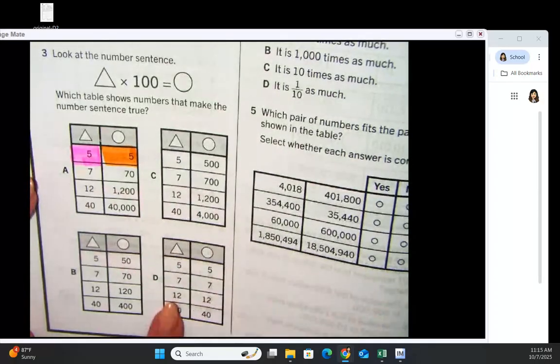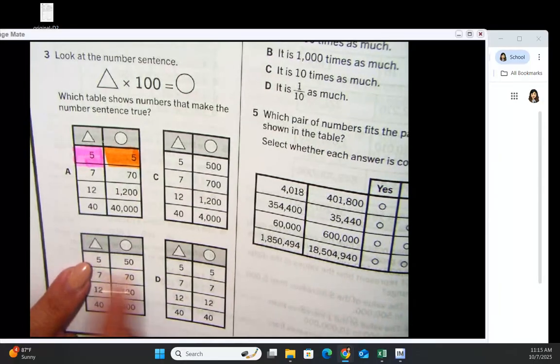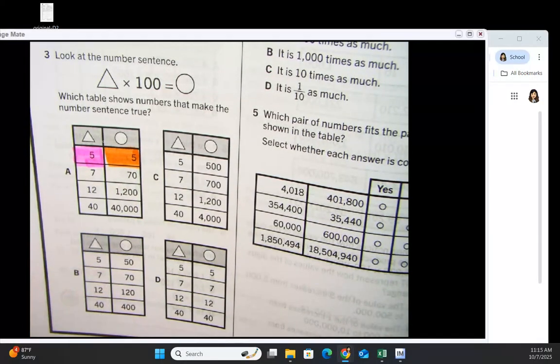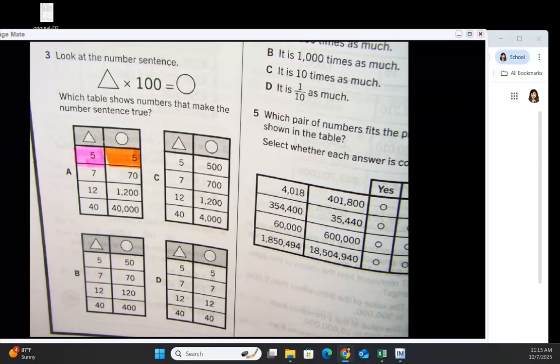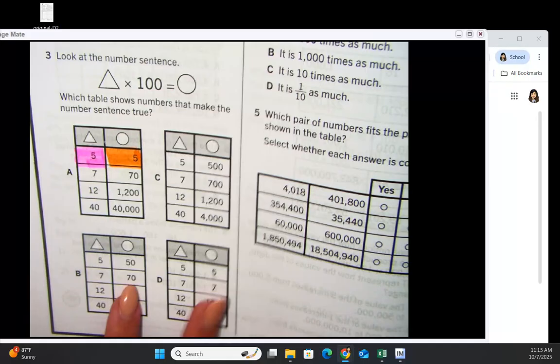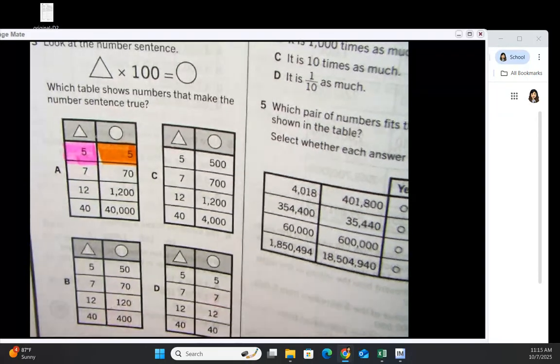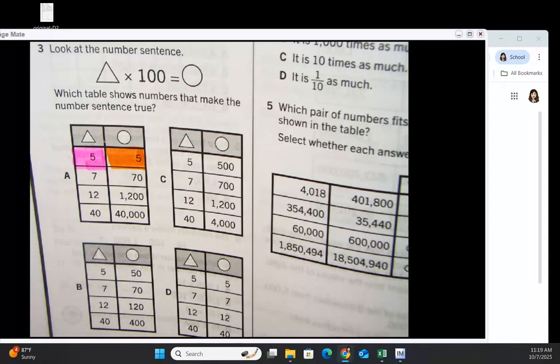You're going to do the same thing for the rest. You're going to solve to see which of these are true. When I multiply the number in the triangle times 100, does it give me the number in the circle? Remember not to write your comma until the very end because then it's confusing and you might put it in the wrong place. Okay, go ahead and do that while I walk around and watch. That letter A cannot be my answer, right? Bye, Felicia.